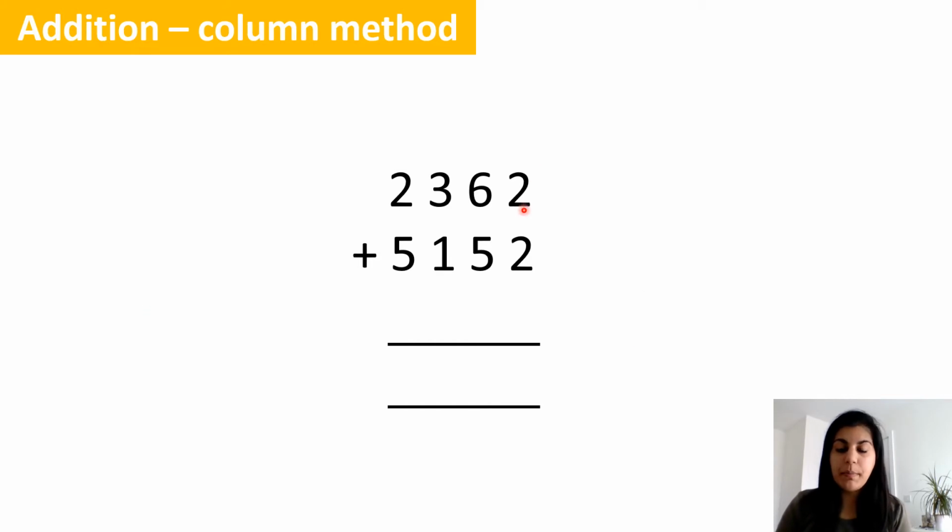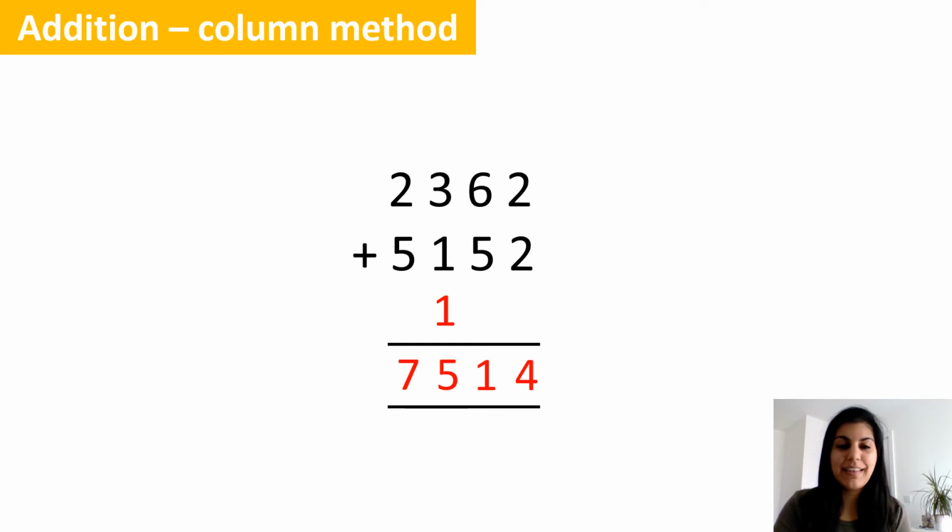So hopefully you remembered that you need to start in your ones column. So 2 plus 2 is 4. 6 plus 5 is 11. So I put down my 1 over there and I regroup the other one into the hundreds column. 3 plus 1 is 5. And 2 plus 5 is 7. So your answer should have been 7,514. How did you get on with that?